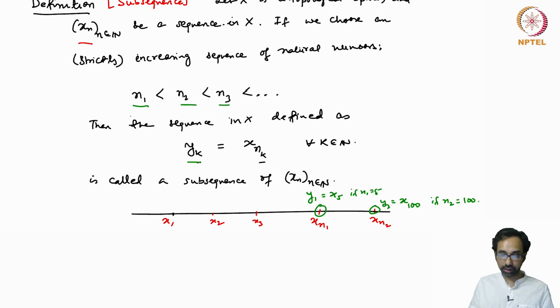Note that this increasing sequence of natural numbers is completely arbitrary. So you can have as long a gap between any two points in the subsequence as you want. And so this is called a subsequence.